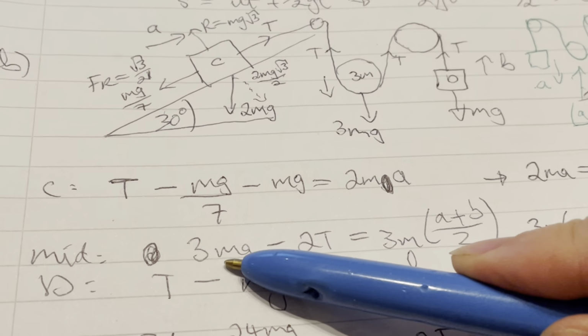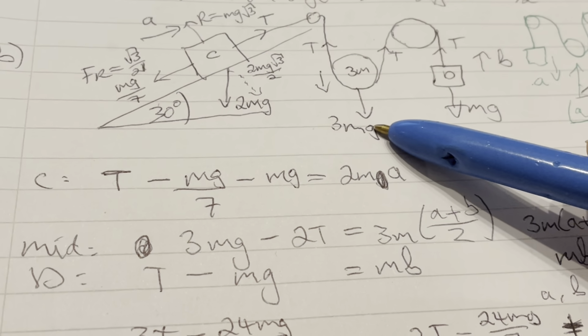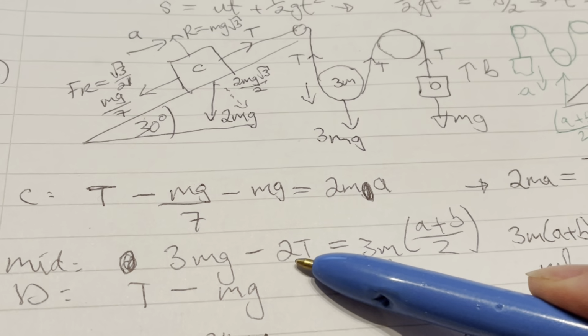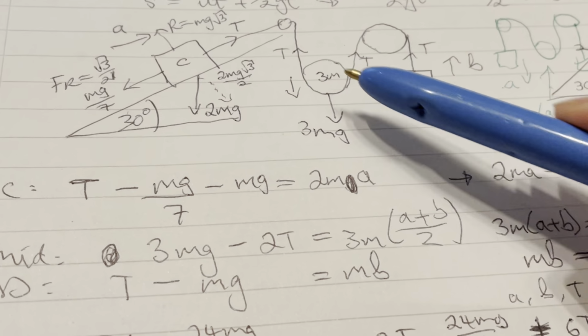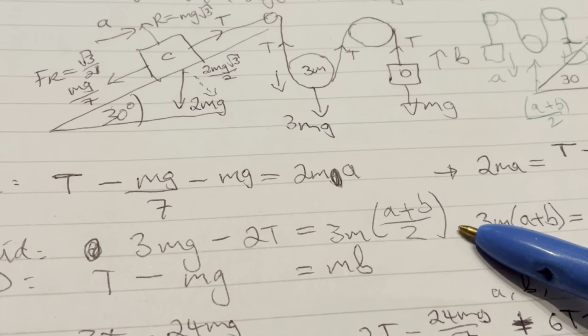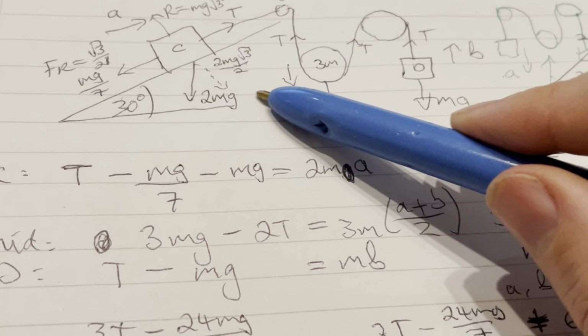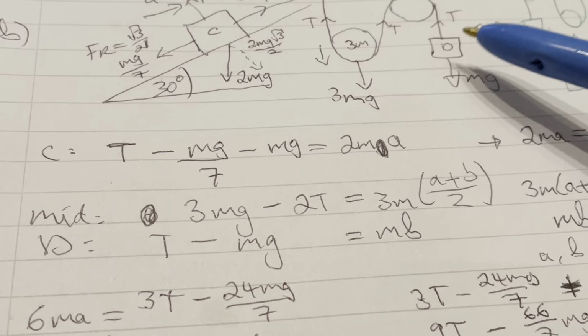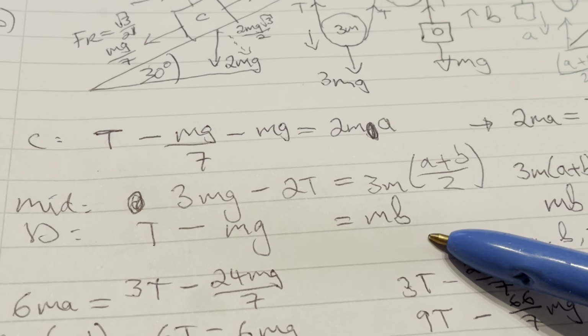So your mid one is 3mg, tension always acts away, and you have 2 of them here, minus 2T is equal to the 3m, and then of course this average acceleration of either side. This one is quite simple. It's your standard T minus mg equals mb.